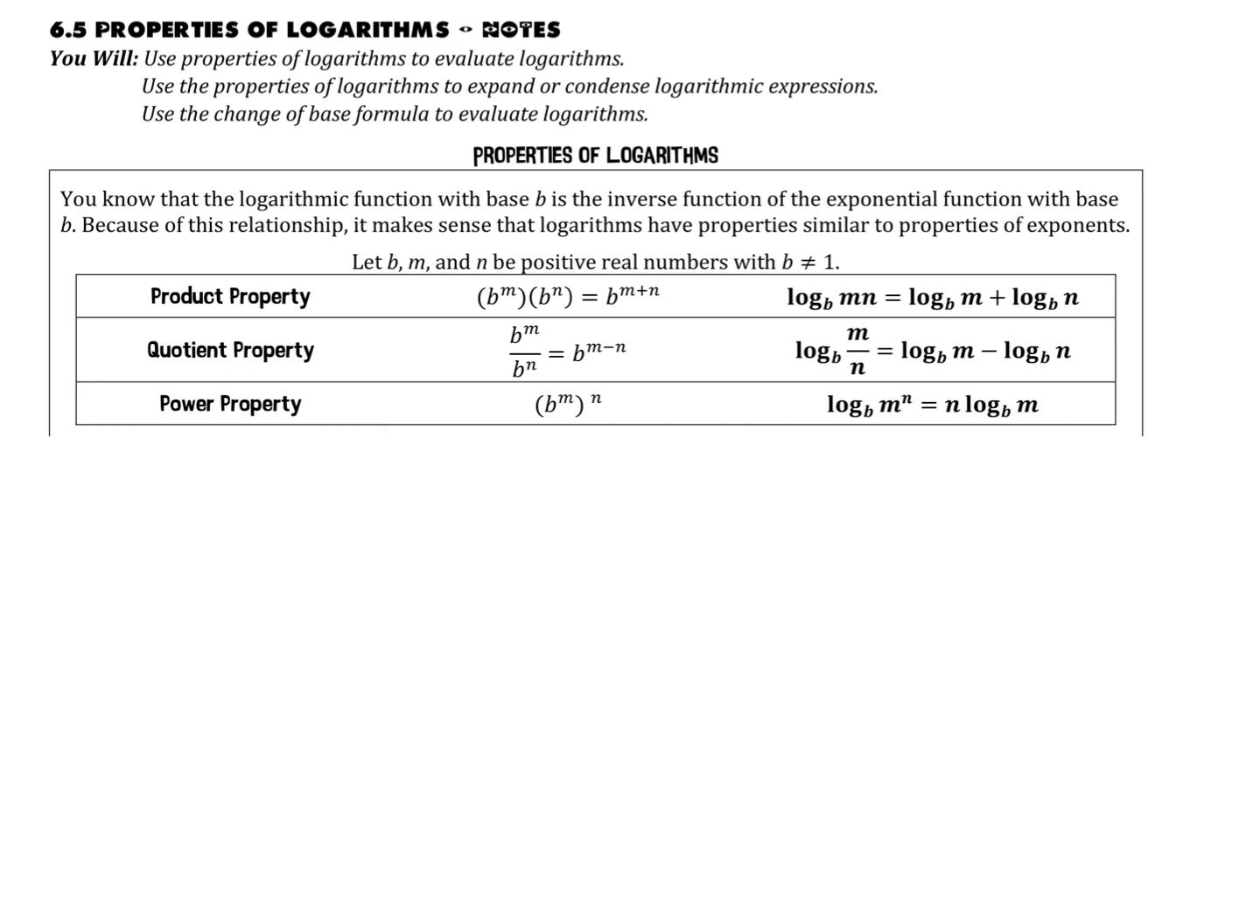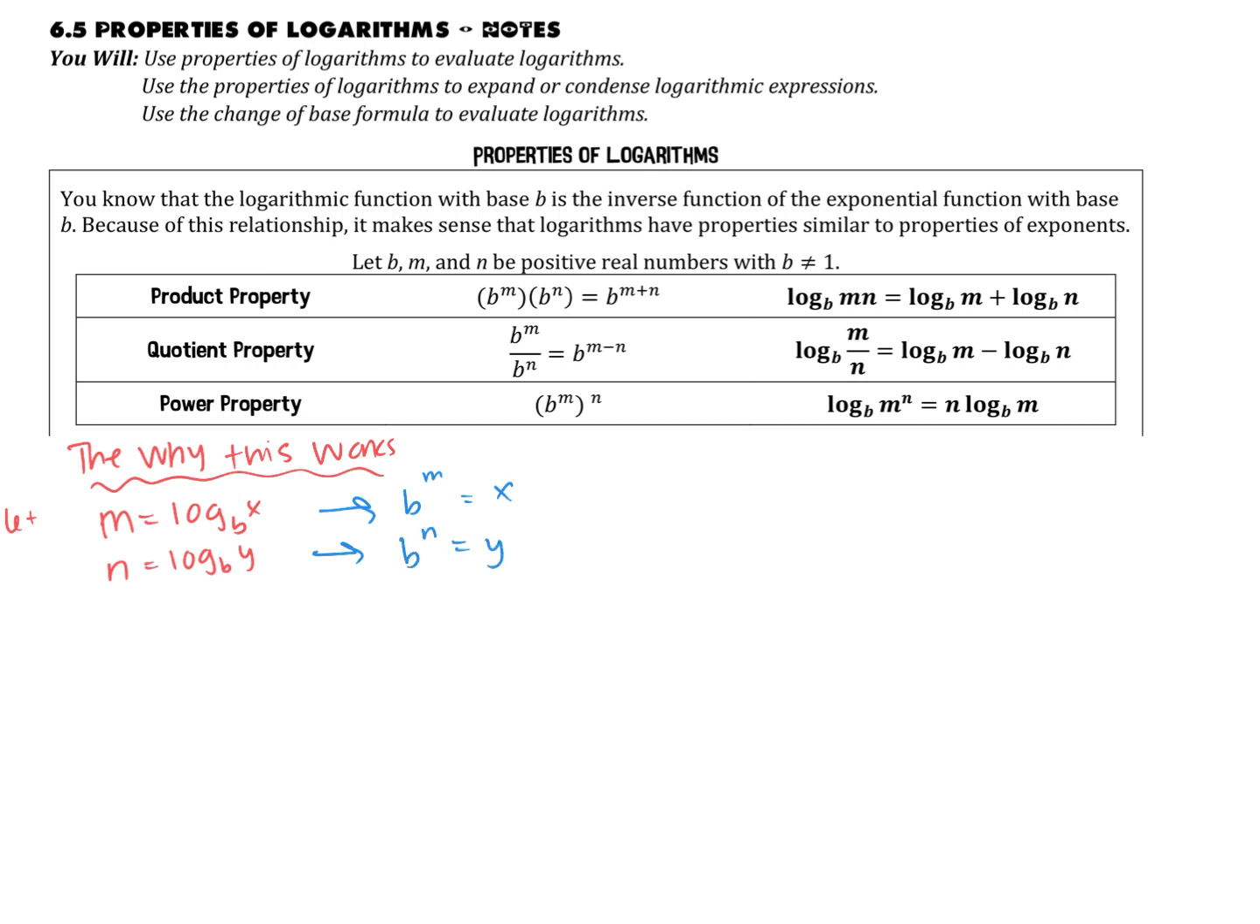So if I'm going to establish a relationship between exponents and logs, since a log is an exponent, I need to be able to convert back and forth between exponential form and logarithmic form. So I'm going to start by just defining m to be log base b of x and n to be log base b of y. Now let's go ahead and rewrite both of those expressions in exponential form. So if I convert this to exponential form, I'm going to get b to the power of m is equal to x, and here I'm going to get b to the power of n is equal to y.